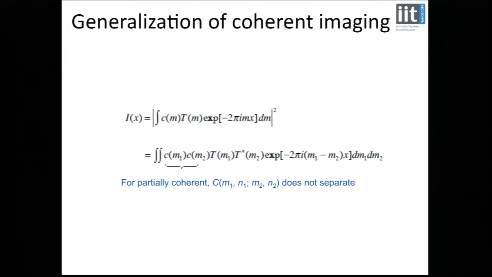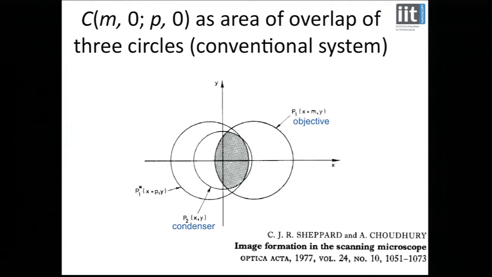I mentioned before that in a partially coherent system you basically have to replace these two terms by this one. This quantity is called the transmission cross coefficient. Here I've put these two as zero, so M and P are both spatial frequencies in the X direction. It is given by the product of three circles: the condenser lens, the objective lens, and the complex conjugate of the objective lens. So the transmission cross coefficient is given by the area of overlap of three circles, where one circle might have a different radius.